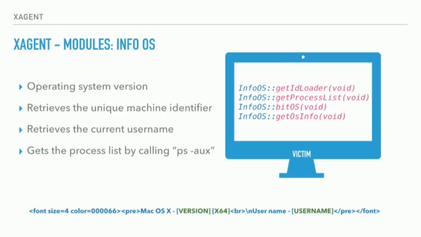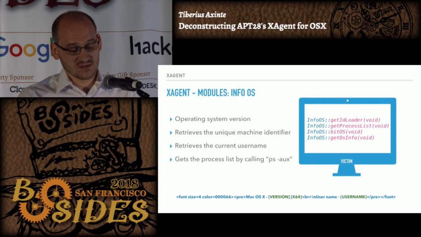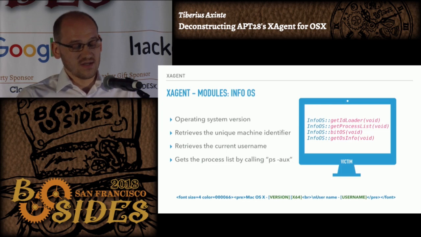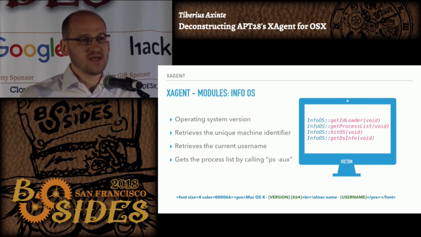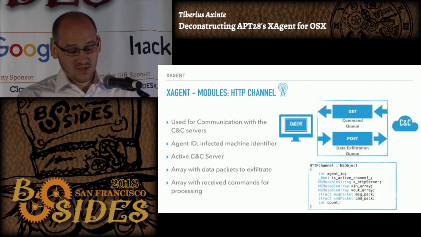Using the info OS module, XAgent will gather information about the infected machine, such as the operating system version, the unique machine identifier, the current username, and also the current process list. And all this information is HTML formatted before it's sent to the server. So the attacker must have an HTML-based interface where he can see all the infected machines.